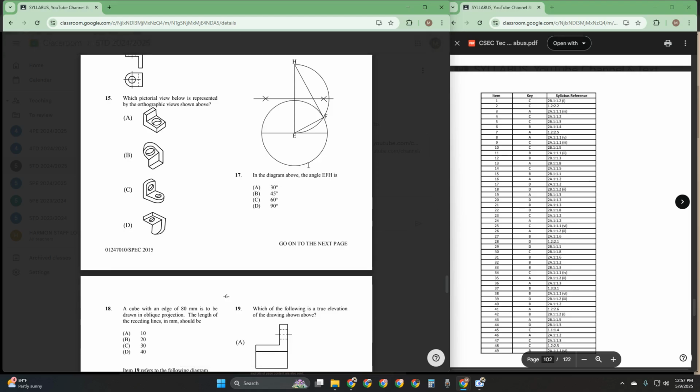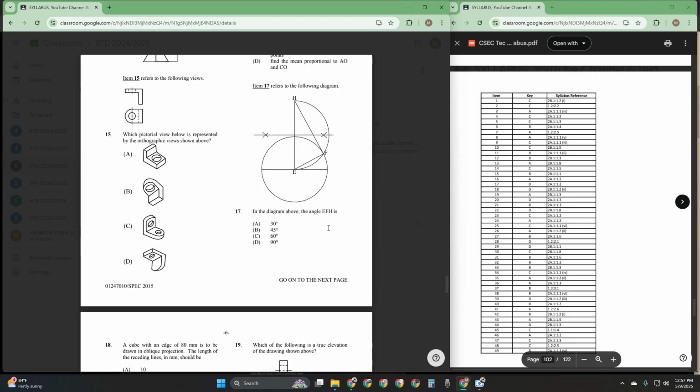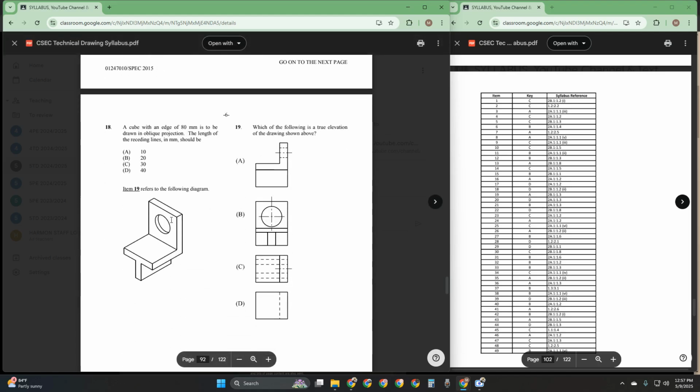Number 17, in the diagram above, the angle EFH is, they say it's a 90-degree angle, and I agree this is a right angle triangle. Number 18, a cube with an edge of 80 millimeters is to be drawn in oblique projection. The length of the receding lines in millimeters should be, this is number 18, they say D, 40, that's correct.